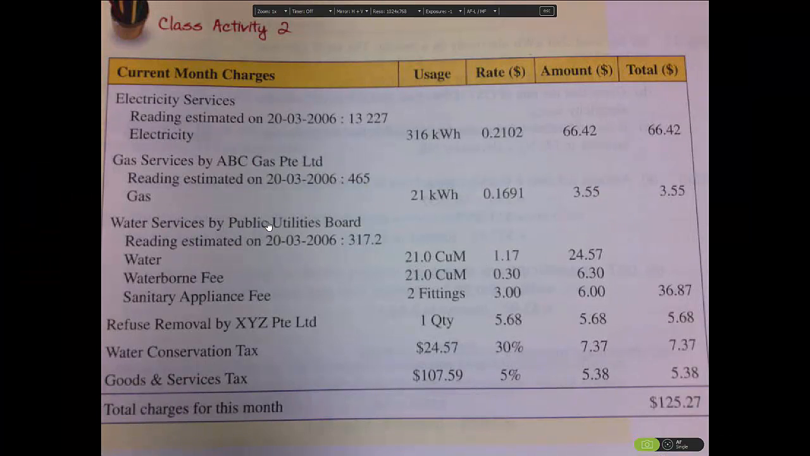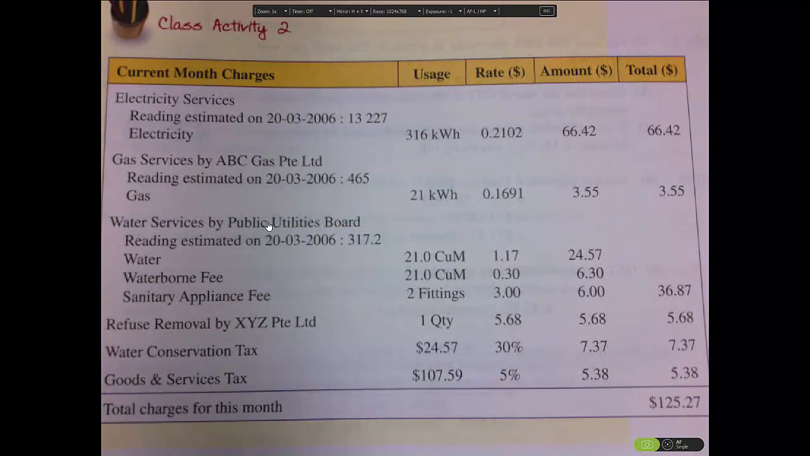Alright, today we're going to talk about 5.4, Discovering Mathematics textbook 4B, page number 19. This is where I'm going to explain to you rather briefly how the monthly charges come about.